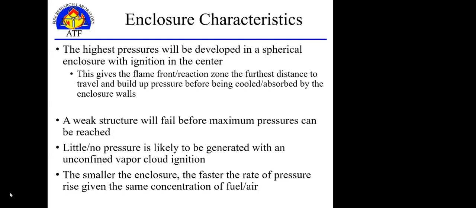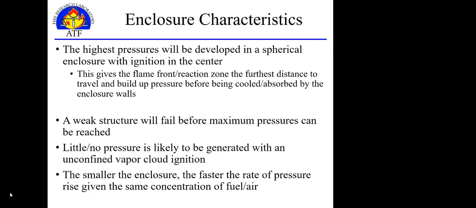The other thing too is a weak enclosure or structure is going to fail before maximum pressures can be reached. And so you're not going to reach your peak pressures if the structure fails and doesn't provide any containment for it. And then, we typically don't see much, if any, pressure buildup if I've just got a vapor cloud explosion or ignition outside in the atmosphere. There's nothing to contain it, because we need that containment in order to generate pressure.